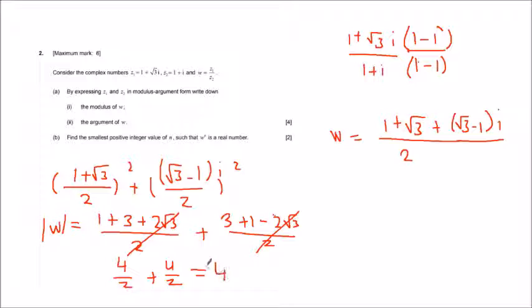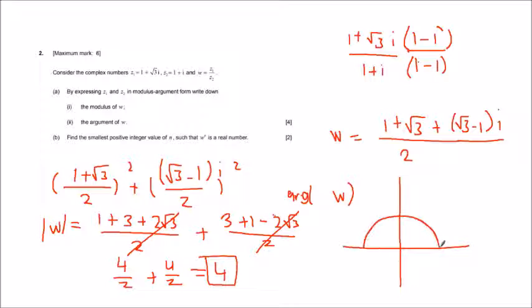So the modulus is 4, and our argument is going to be, where's our argument? I don't know the sign for argument, I'm just going to put R of W. Our argument is going to be tangent, right? What we want is the angle. So whatever it is, we want its angle, like this.